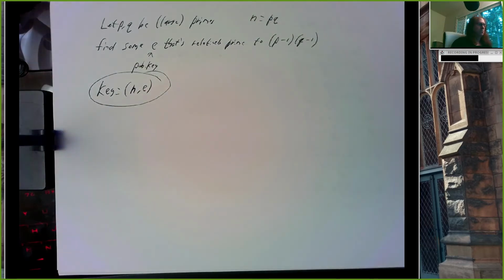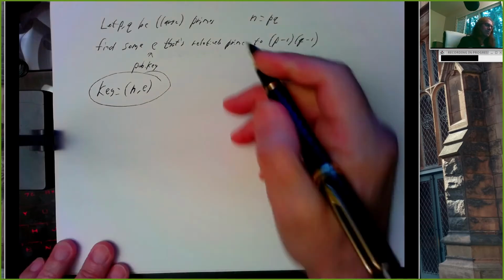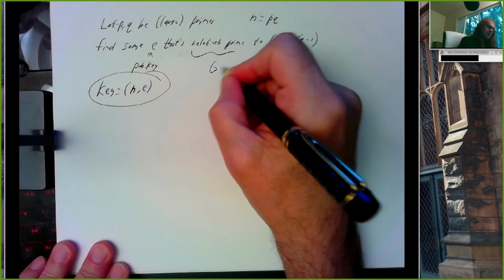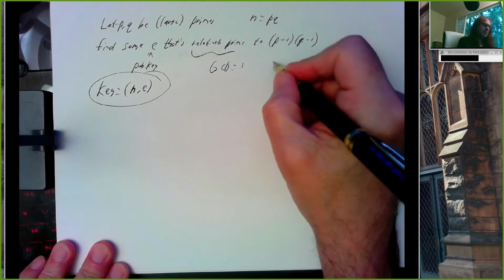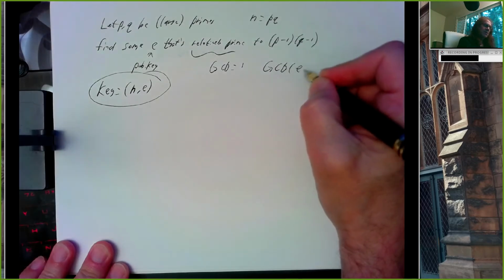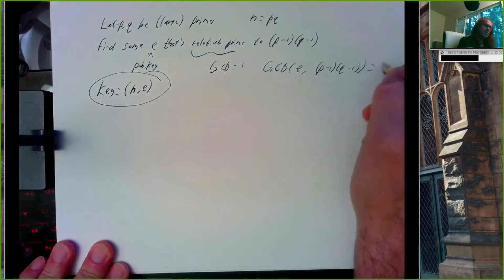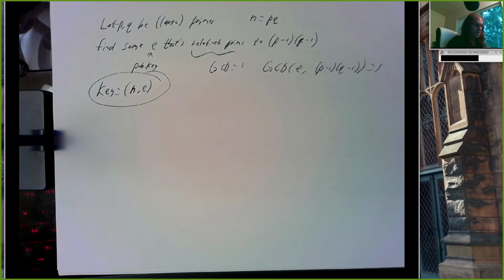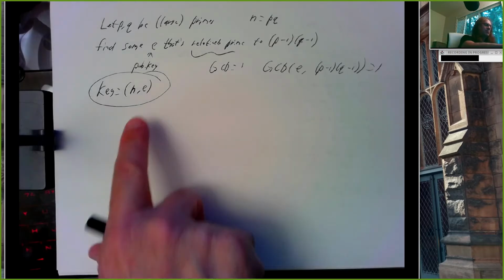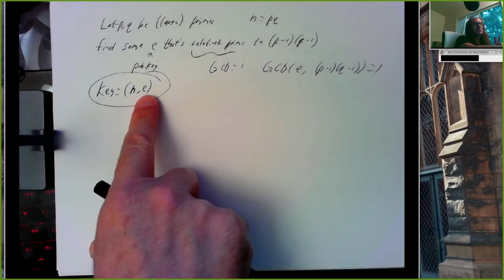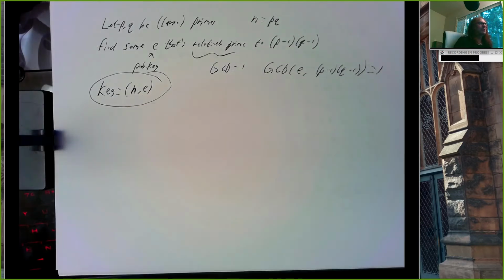What does relatively prime mean again? Oh, GCD equals 1. So the GCD of e and, in this case, p minus 1 times q minus 1 is equal to 1. So no common factors. All right, so you want people to be able to send you secure messages. So you say, here's my encryption key, n comma e. It's a pair of numbers. Really big number, really big number.